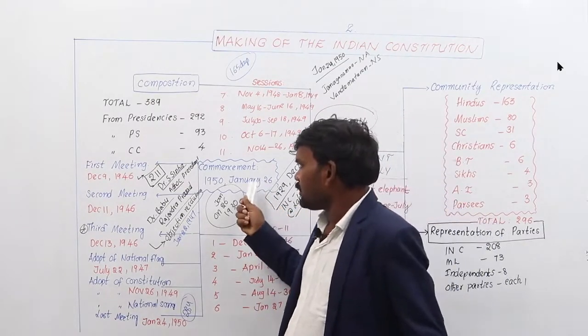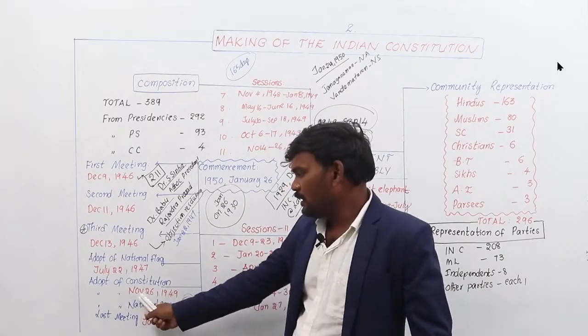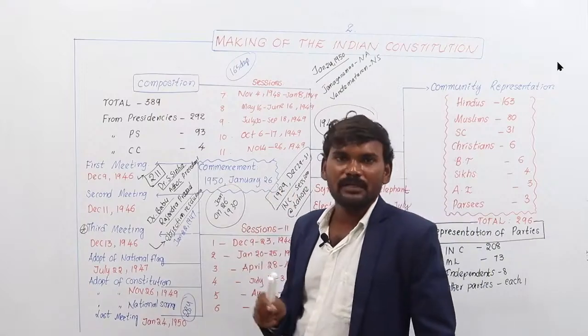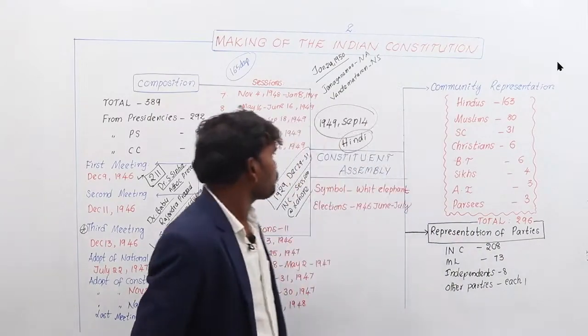You should remember these dates. November 26, 1949 is the day of adoption of the Indian Constitution. January 26, 1950 is the commencement date of the Indian Constitution. These two dates are very, very important. Coming to the next one.